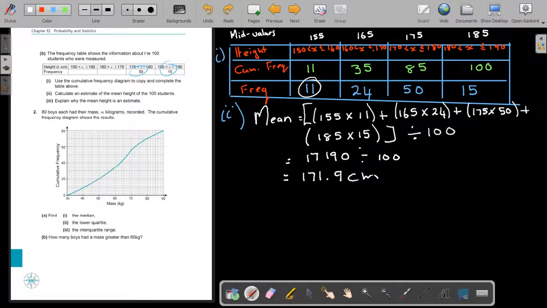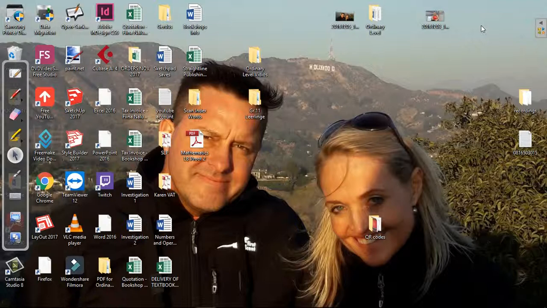Centimeters. And then the last one, explain why the mean height is an estimation. Okay, why is that? Because you don't know how many of that 11 is in between. Is it now 151 or 152? You made an estimation there. Do you see? Due to that estimation, that's the reason why.